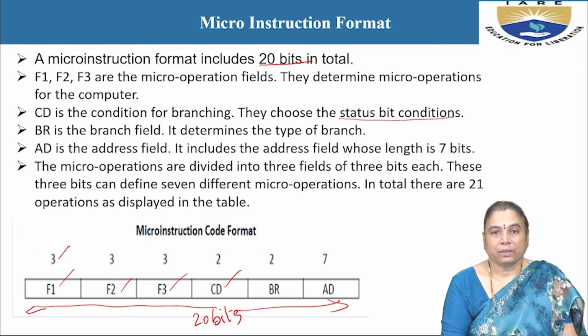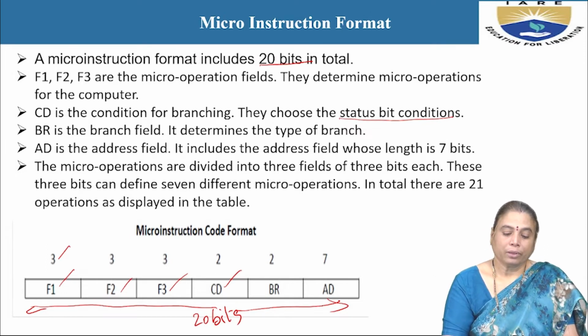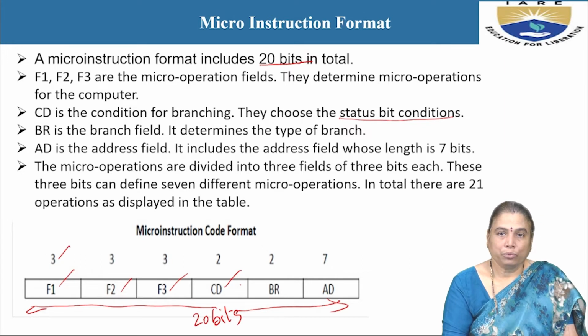The conditions are checked based on the status registers, which have status bits like carry, zero, overflow. Based on these bit values, the condition can be checked. And the CD has 2 bits length. Next one is BR. BR is the branch field. It determines the type of branch. And BR also occupies 2 bits.